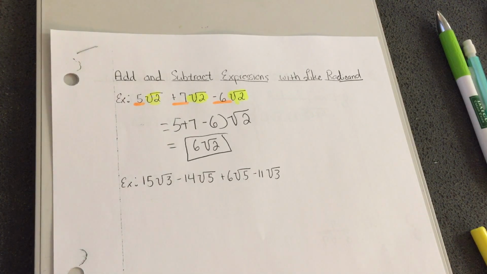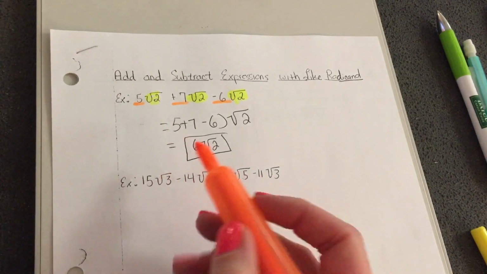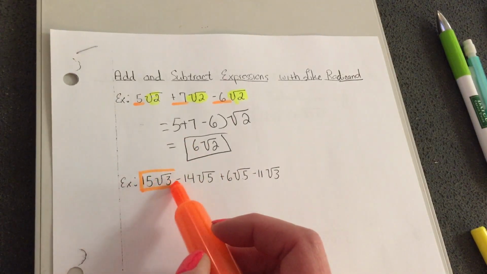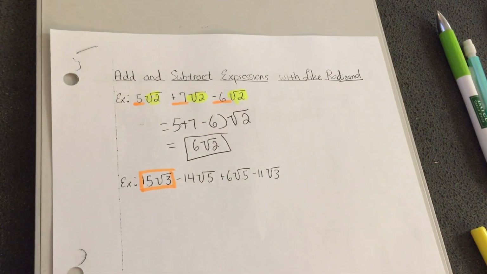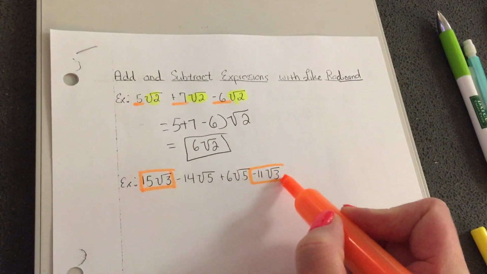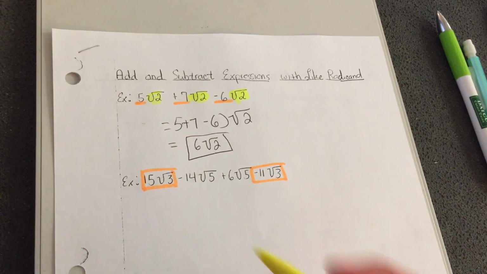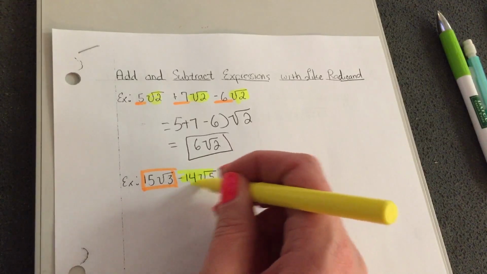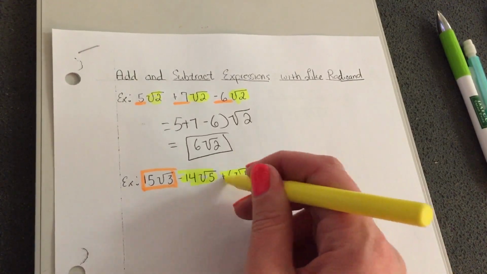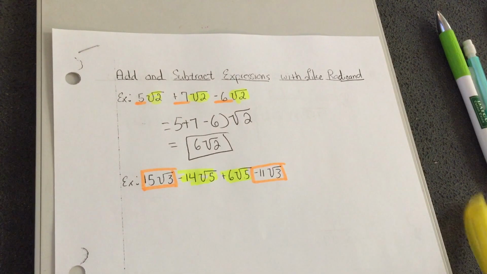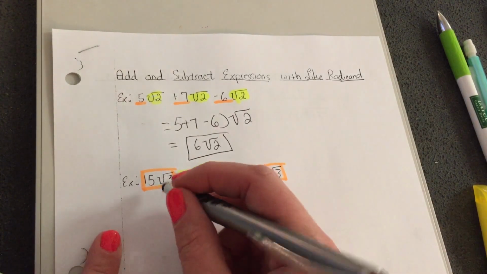Okay, so now let's look at this one. Remember, the sign always goes in front. I have a 15 square root 3, a negative 11 square root 3, a negative 14 square root 5, and a 6 square root 5. So my square root 3's go together and my square root 5's go together. That's like having an x and a y in the same expression.